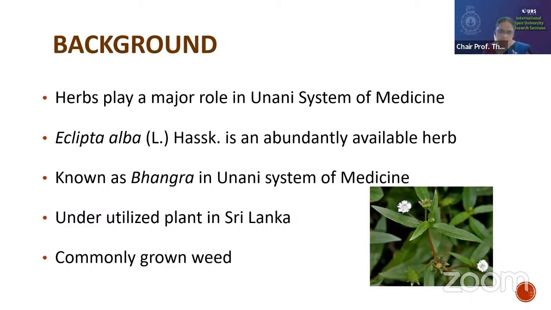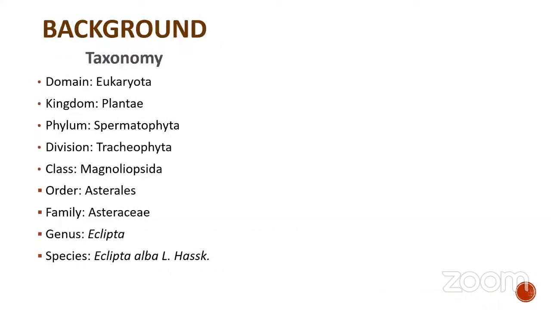Although many of the herbs were subjected to clinical studies, there are still certain herbs which require further studies on therapeutic effects. On that basis, Eclipta alba, known as Bhangra in the Unani system of medicine, is an abundantly available but underutilized herb that is commonly grown as a weed without much intervention. Eclipta alba, known as Bhangra, belongs to the family Asteraceae, genus Eclipta, and species alba.